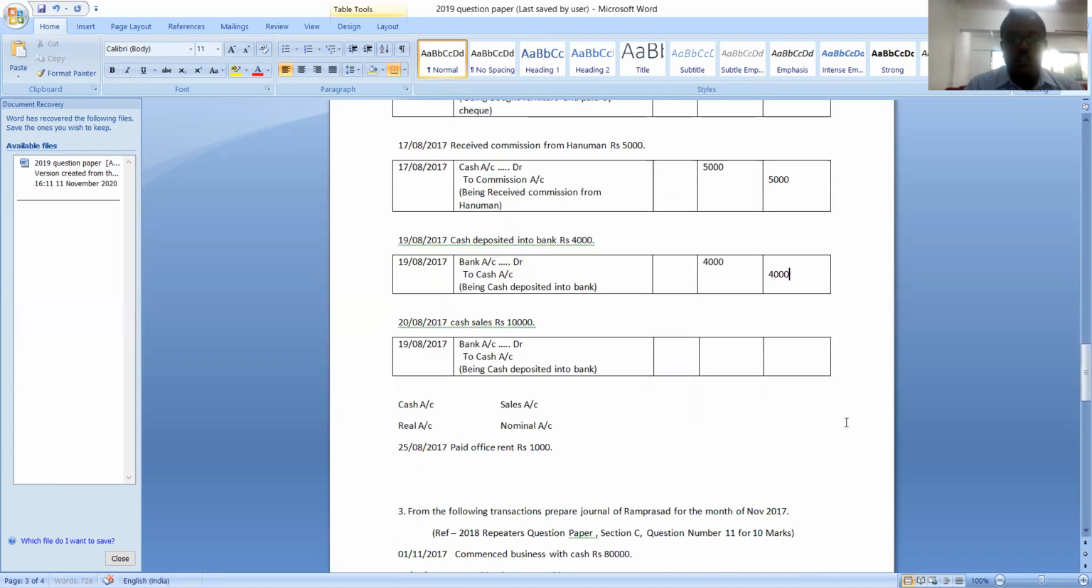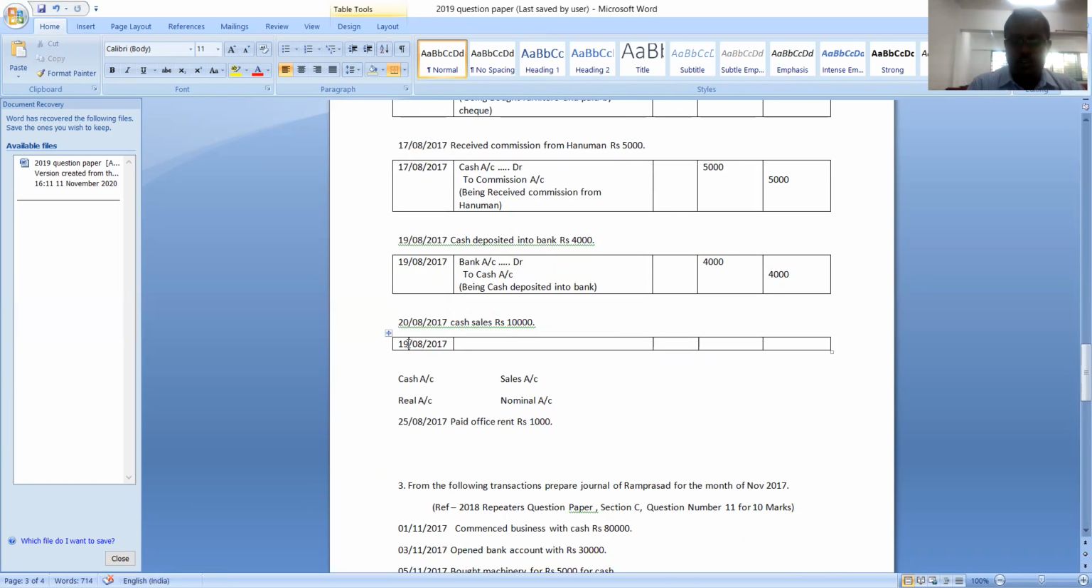Okay, we are here. Cash sales rupees 10,000. What is the date of the transaction? Date of the transaction is 20th August 2017. Cash account and sales account. Cash account is a real account. What is the rule of real account? Debit what comes in. So when you sold goods for cash, cash comes in.